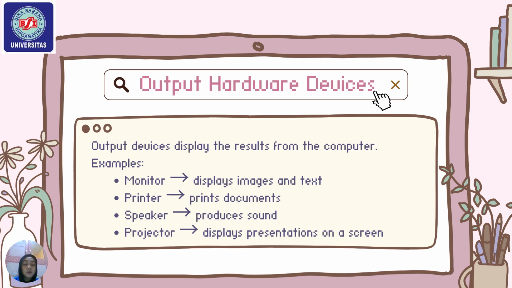So, the third is speaker. The function is to produce sounds, music, or audio from the computer. So, the last is projector. The function is to display the computer screen onto a large surface or wall.